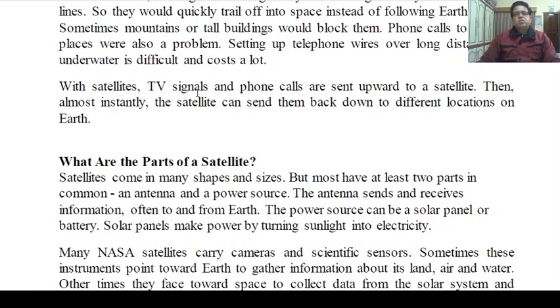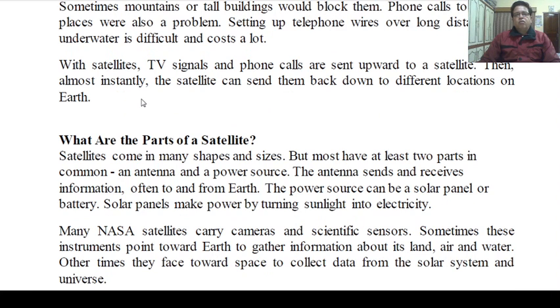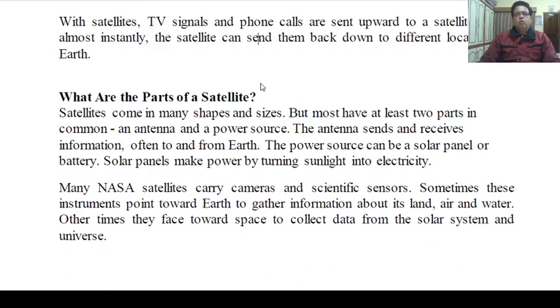With satellites, TV signals and phone calls are sent upwards to a satellite. Then almost instantly the satellite can send them back down to different locations on Earth. So satellites are important for TV signals and phone calls also.